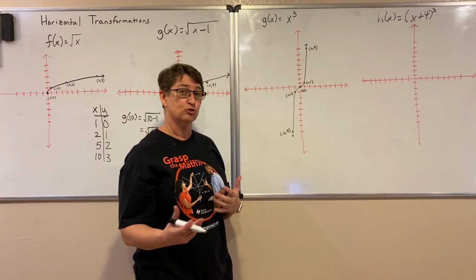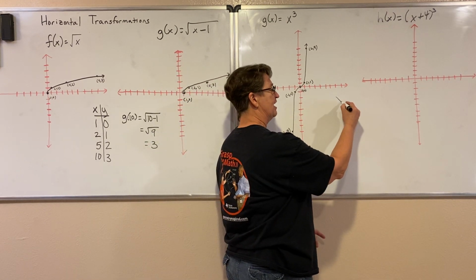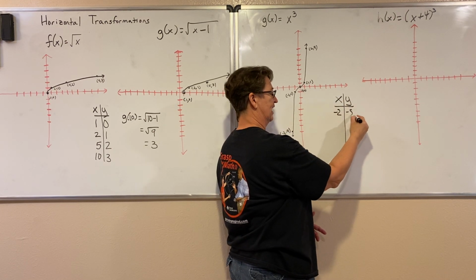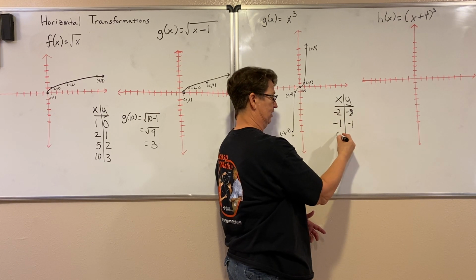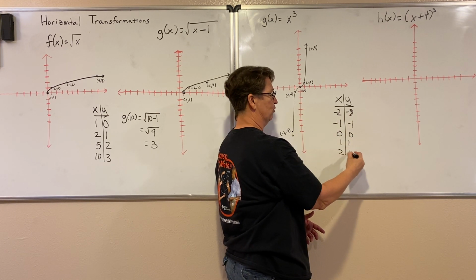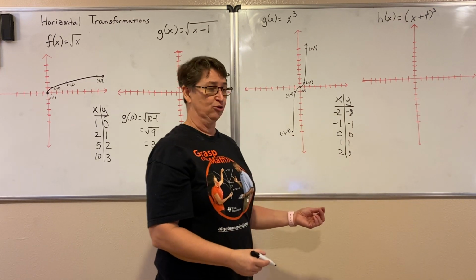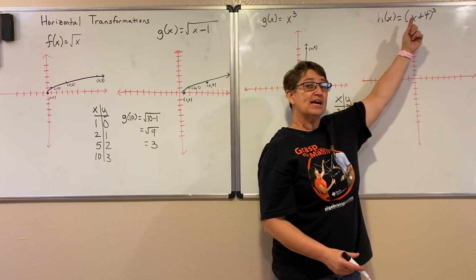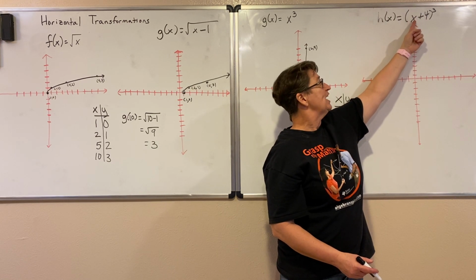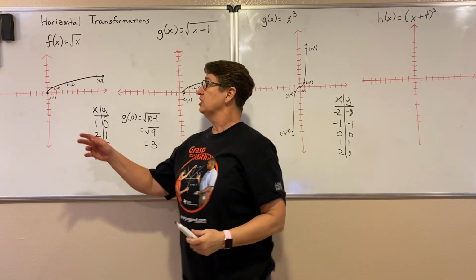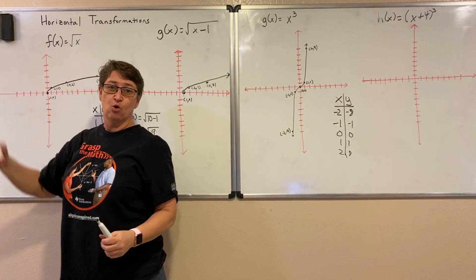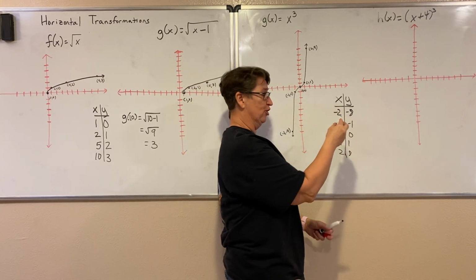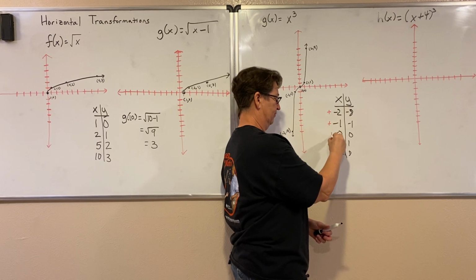I'm going to show you algebraically how we can do this. If you know the points for your parent function, like we have graphed here, -2, -8, -1, -1, 0, 0, 1, 1, and 2, 8, we can start with those values. Since this is inside the function, it affects our x values. For each one of our x values, we just subtract 4.